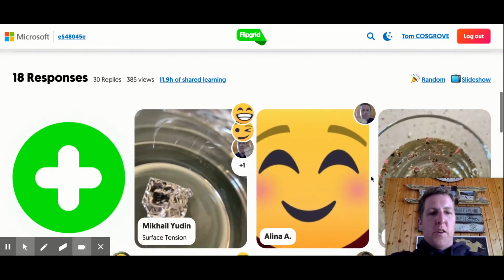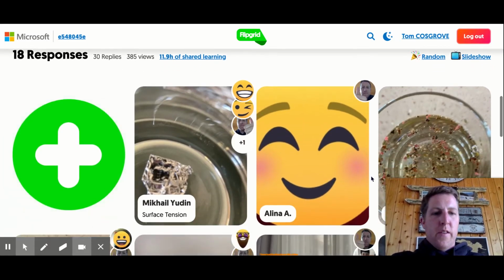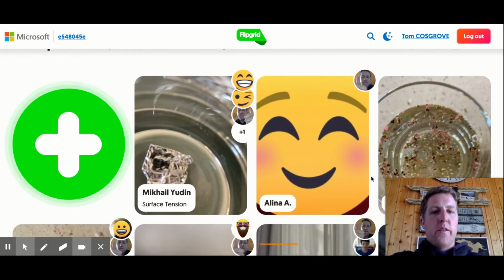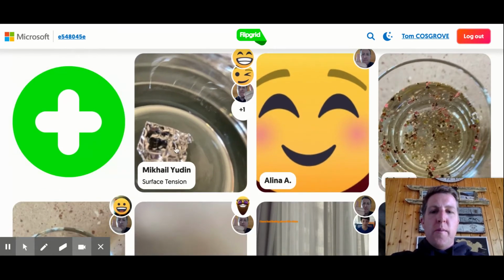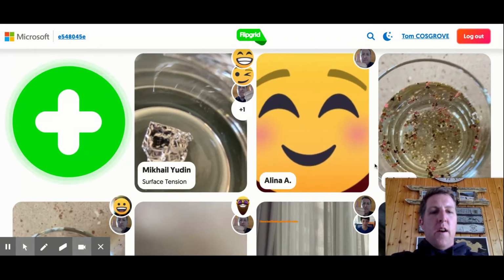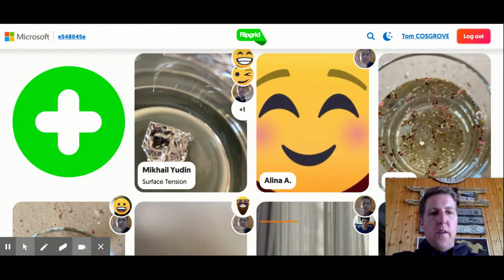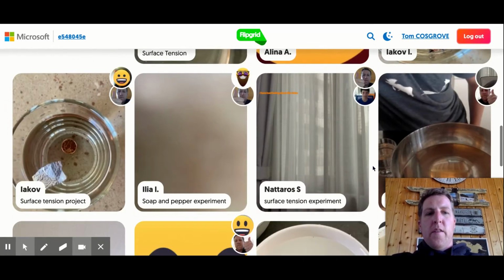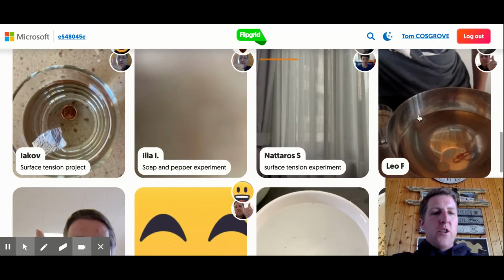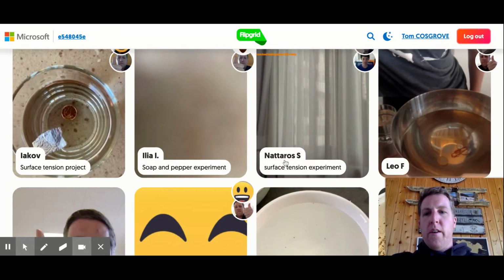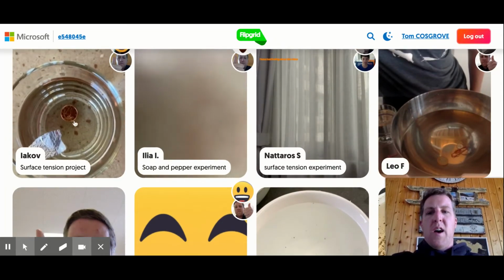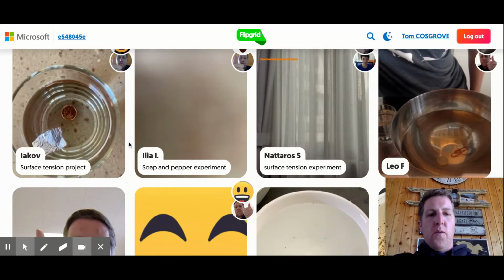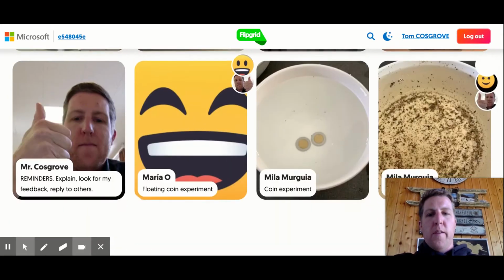I had such a good variety of people's versions of this experiment, which was cool to see. Misha used foil because he didn't have any coins. Some people went straight to the pepper version of it with soap. Some people had good visuals with a big bowl, like Leo's here. Some people tried a bunch of different coins and it didn't work, which was great to see you experimenting.